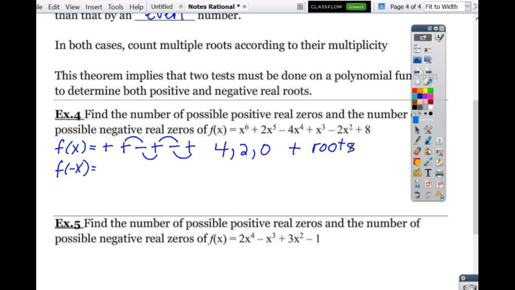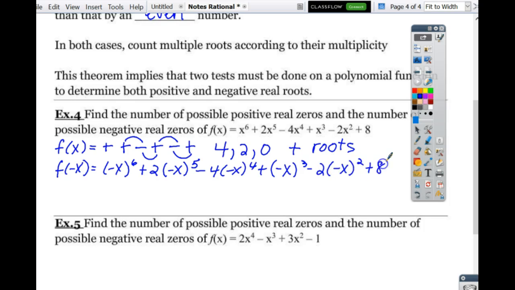All right, let's try it again with a negative x. So watch. This time I'm going to write this out the first time so you can see, but you won't have to write it out after this. I'm going to take this negative x and put it in wherever I see an x. You're not going to have to do this every time, but I want you to see what I'm doing.